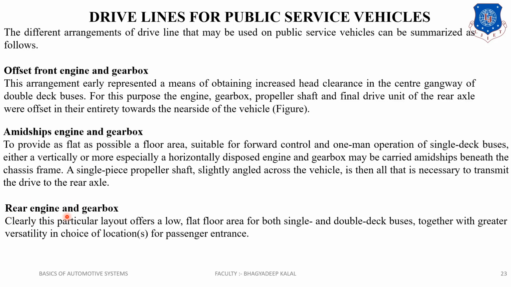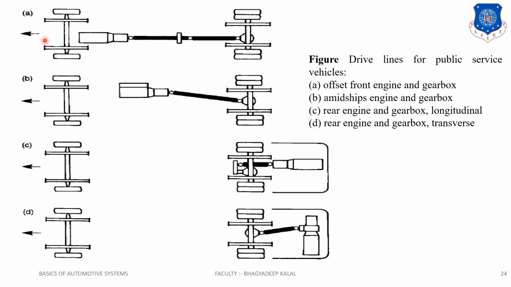The third one is the rear engine and gearbox. Clearly, this particular layout offers a low flat floor area for both single and double deck buses, together with greater versatility in choice of locations for passenger entrance. So the first one is our offset front engine and gearbox. It is offset from this front engine, and its power is transmitted to the rear axle. The differential and these are offset.